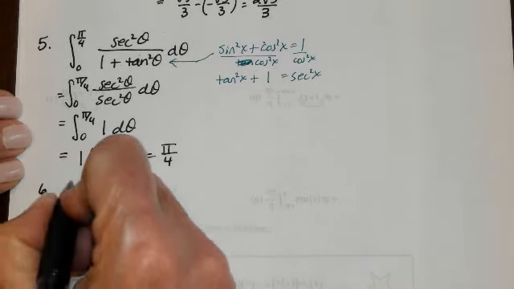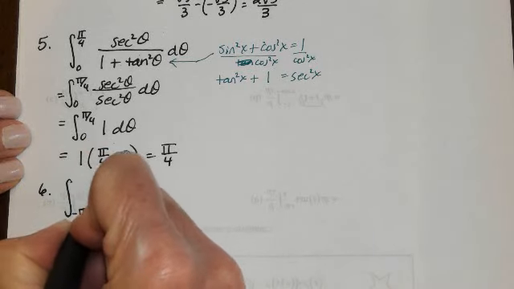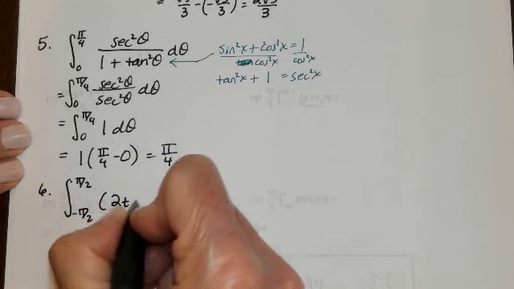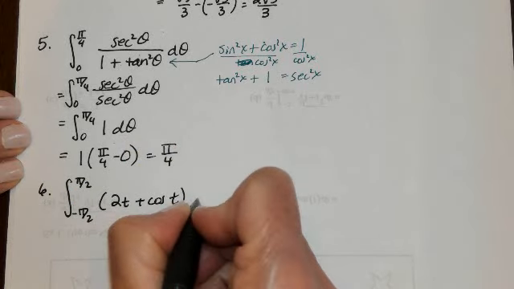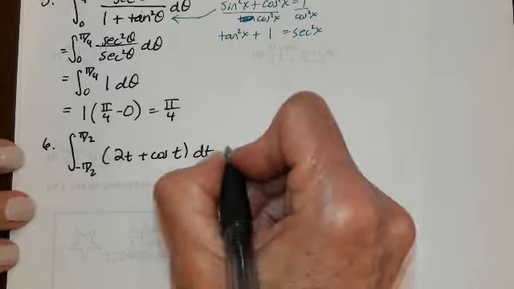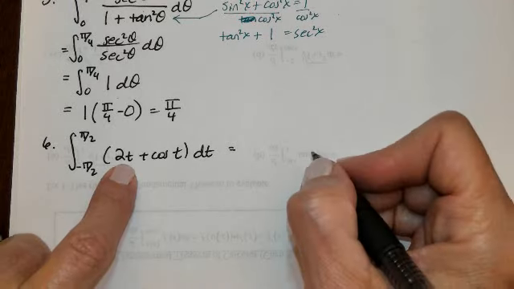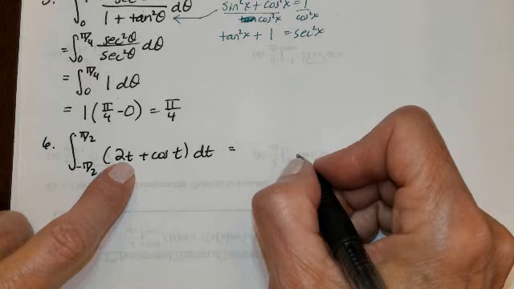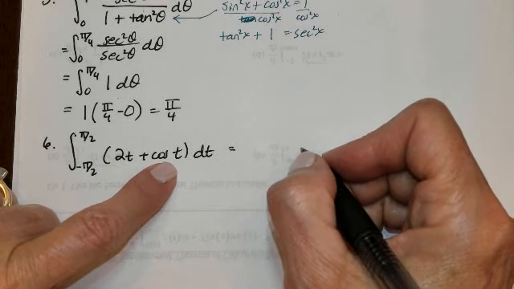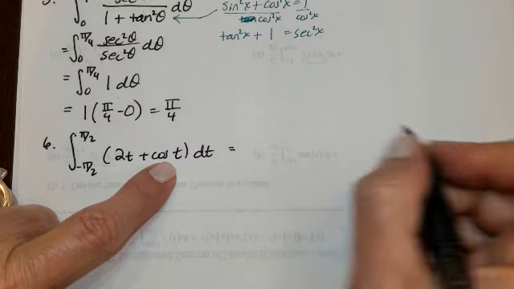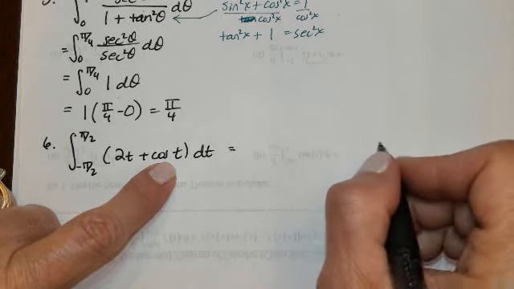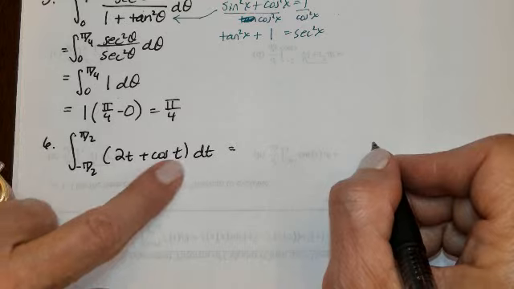Okay, number 6, just a couple more of these. 2t plus cosine t dt. Okay. So do we know an antiderivative of 2t? Sure, we can use the power rule for that. Do we know an antiderivative of cosine t? Do we know a function whose derivative is cosine t? Sure, sine t, right? So we know the antiderivatives of both pieces here.